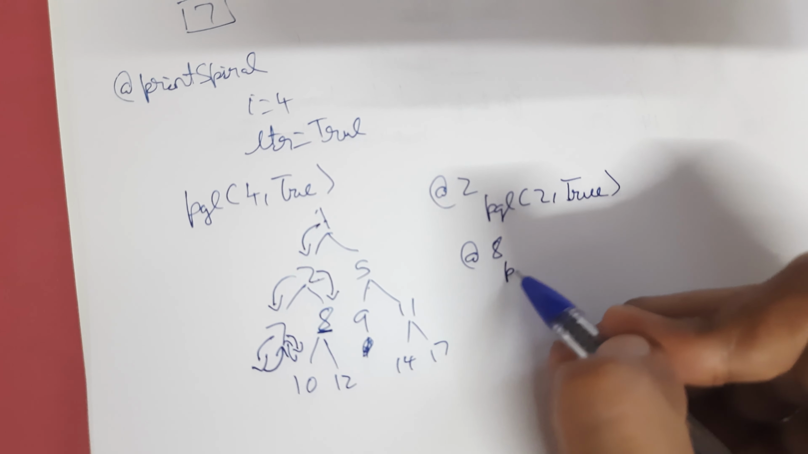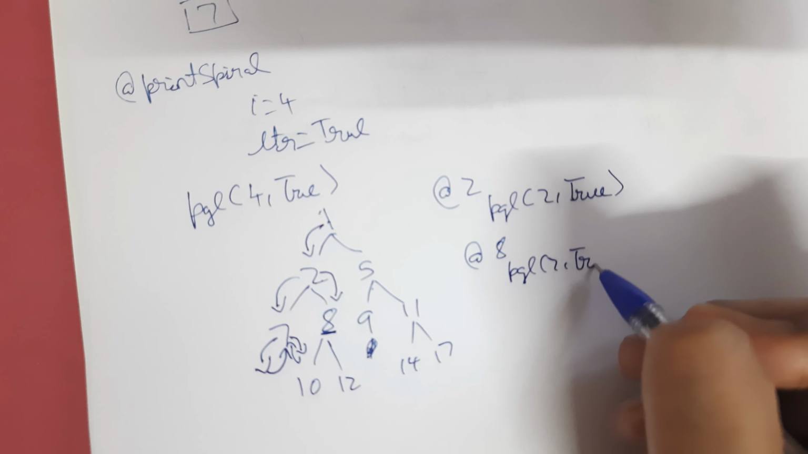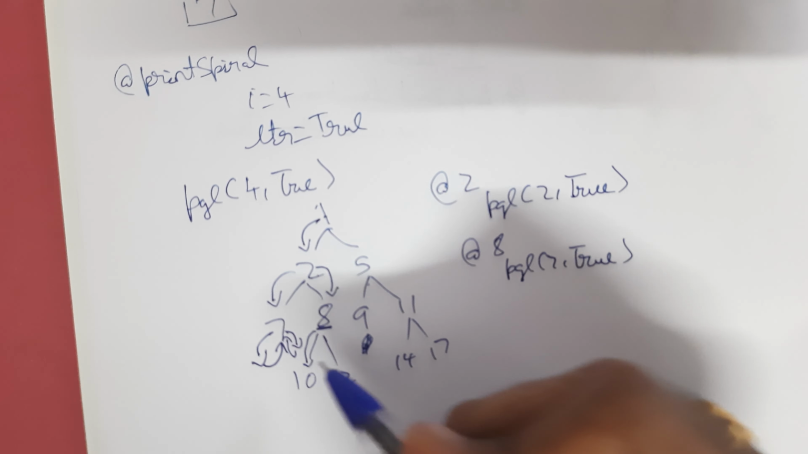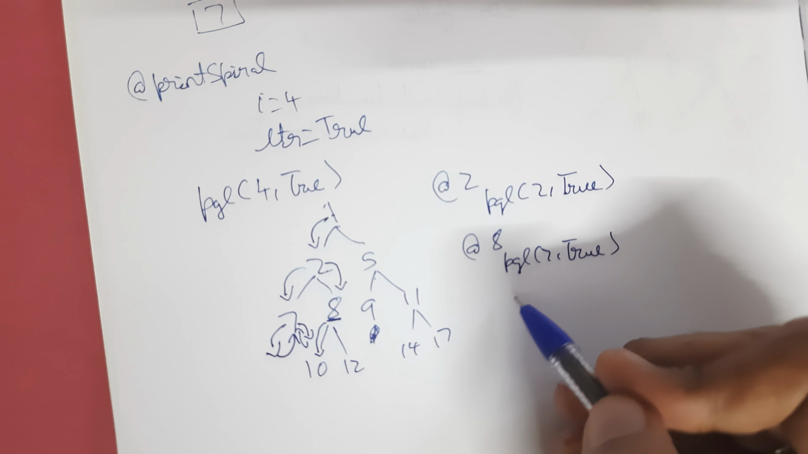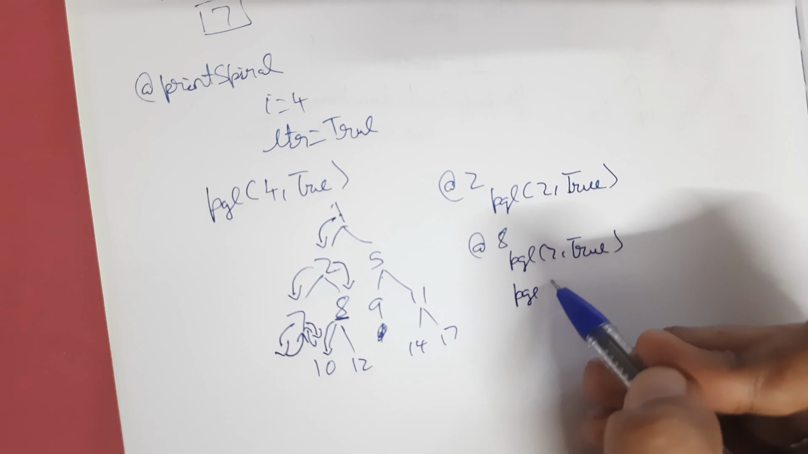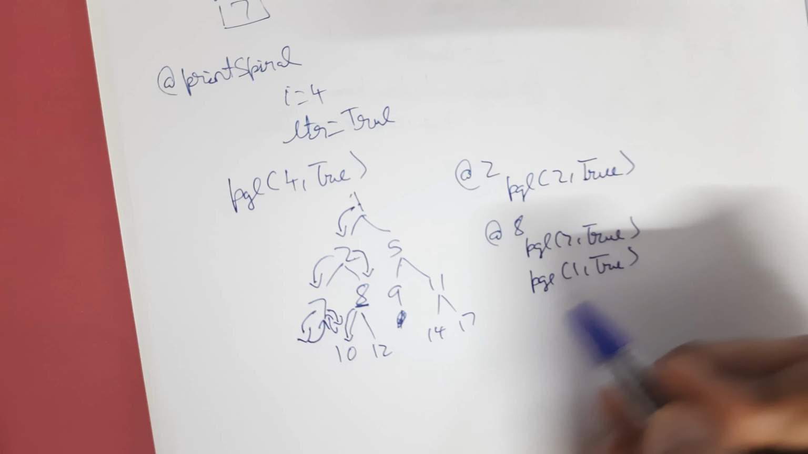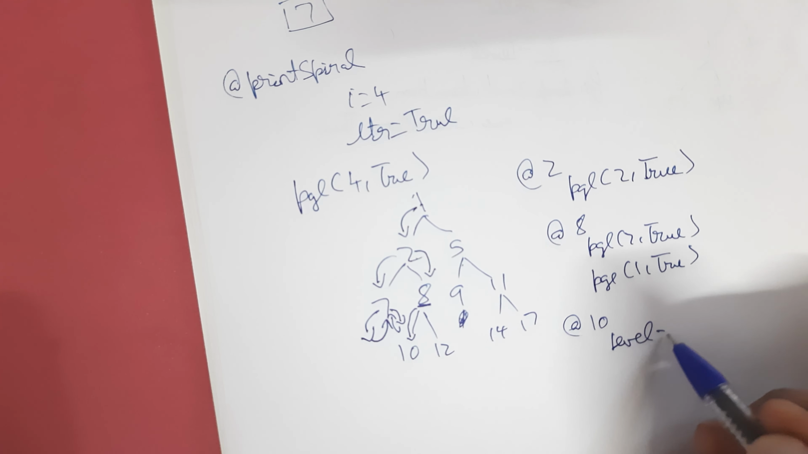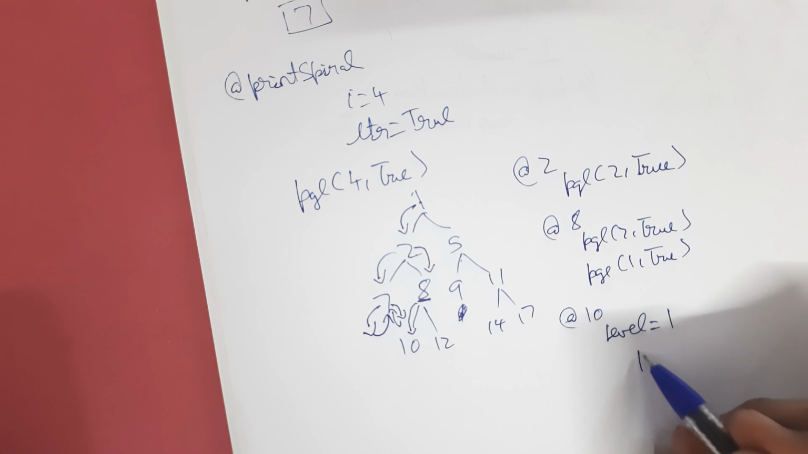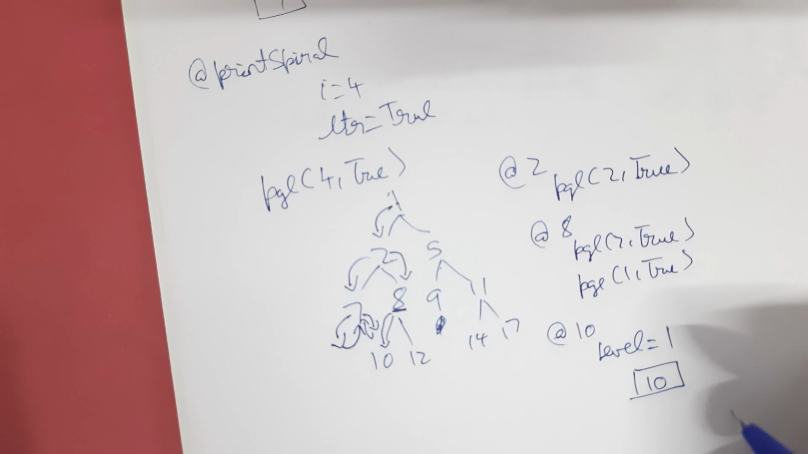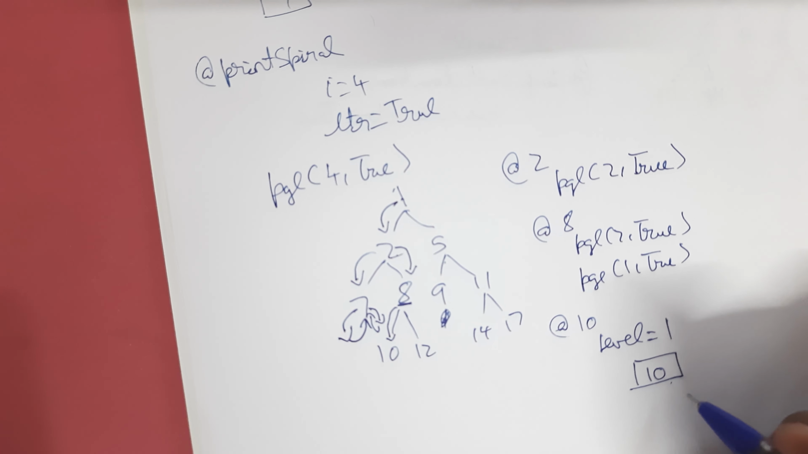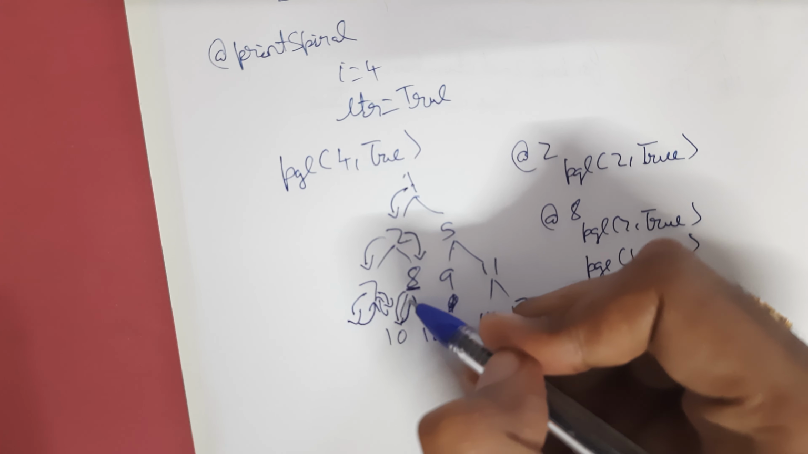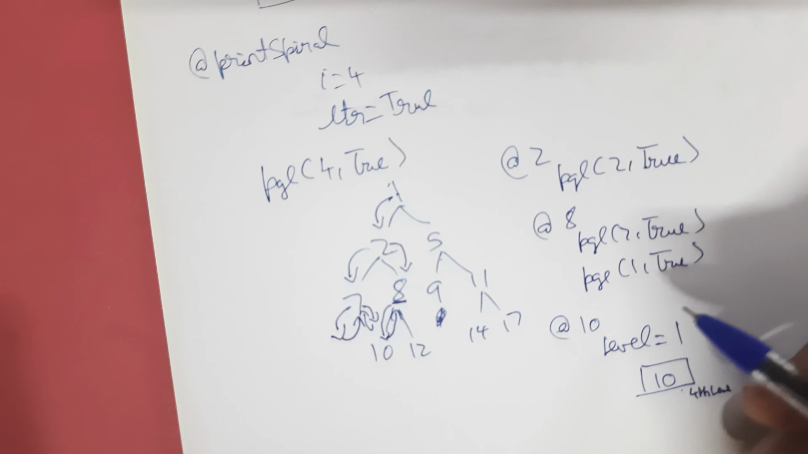At node 8 we have PGL of 2 comma true, and since LTR is true, control goes to the left subtree of 8, which is 10, and the values given to 10 will be PGL of 1 comma true. At this point of time, at node 10, the level value is going to be 1, so the value that's going to be printed is 10, and this is the 4th level, and the control again passes to the root node of 10, which is 8.